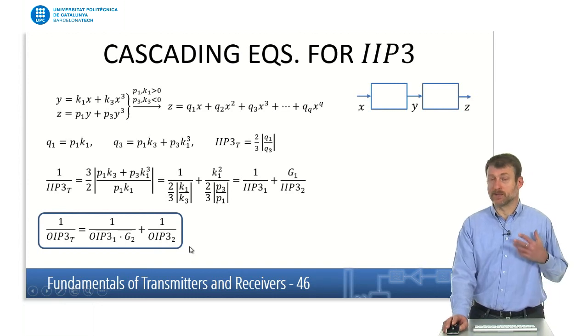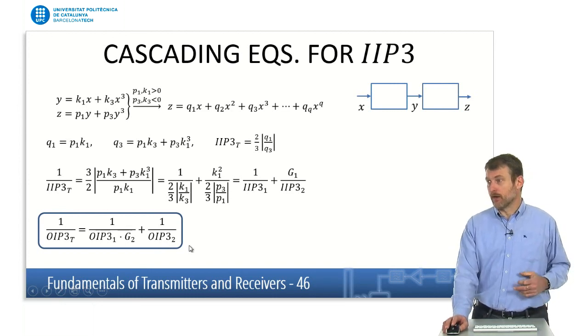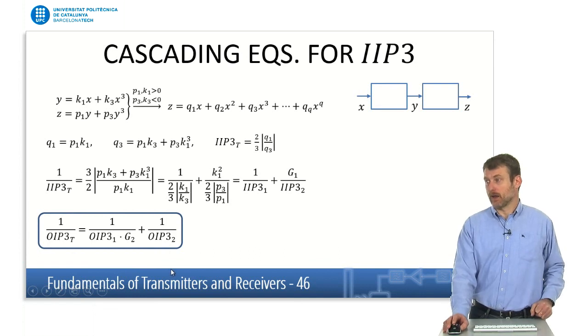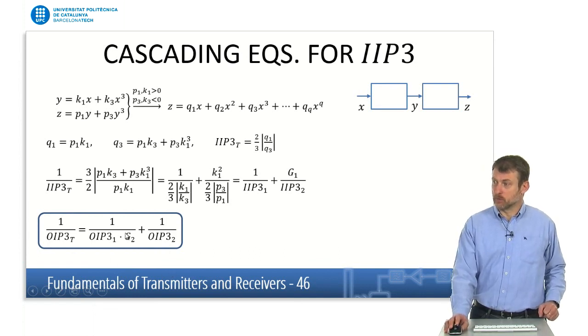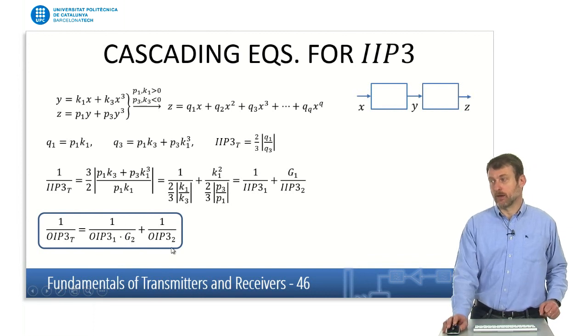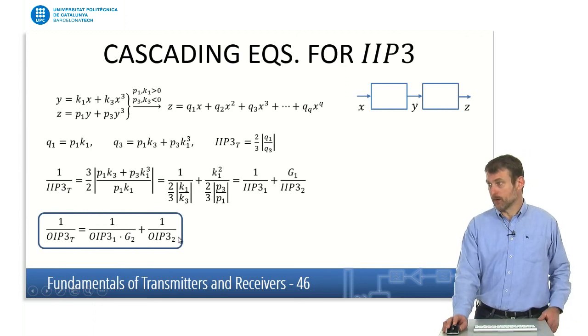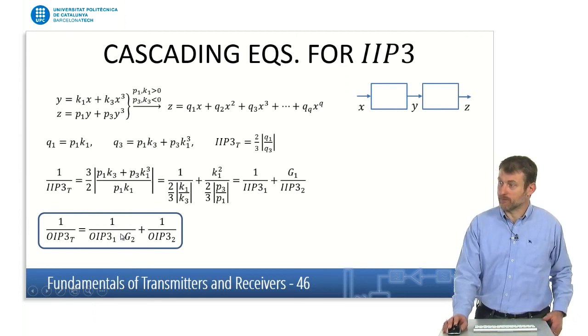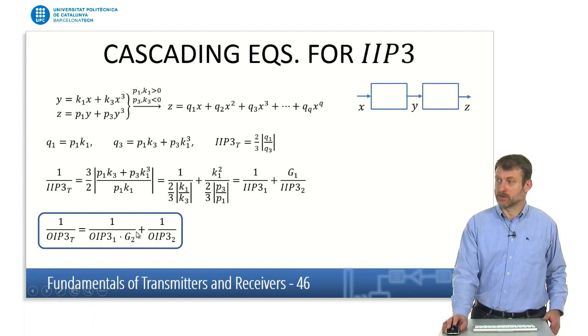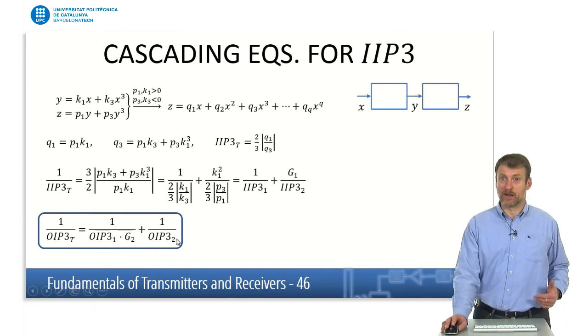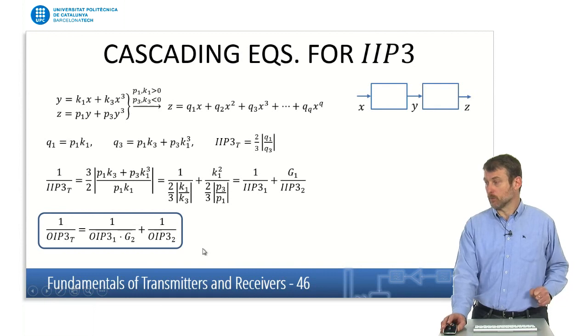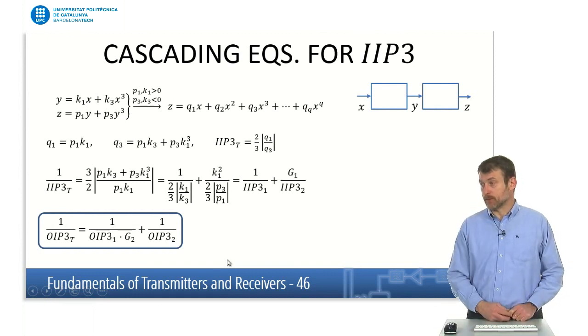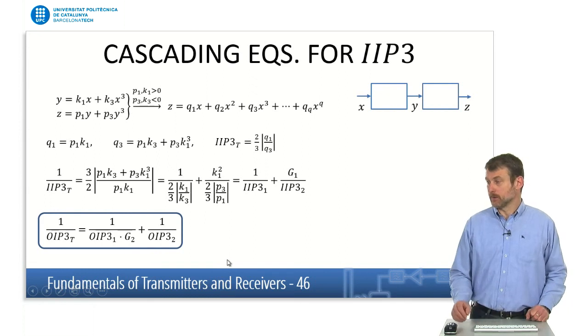And this equation can be easily generalized if we have more than two elements, and in this case, in this first term we would have the product of all the gains. In the second term we will have the product of all the gains except for the first one. In this third term we would have the product of all the elements except the first and second one, and so on. So in this way we can generalize this equation, which in principle applies for only two elements in cascade.